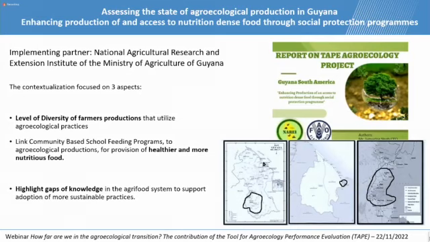how to link community-based school feeding programs to agroecological production for the provision of healthier and more nutritious food, and highlighting the gaps of knowledge in the agri-food system to support co-creation and sharing of knowledge for adoption of more sustainable practices. Next one, please.